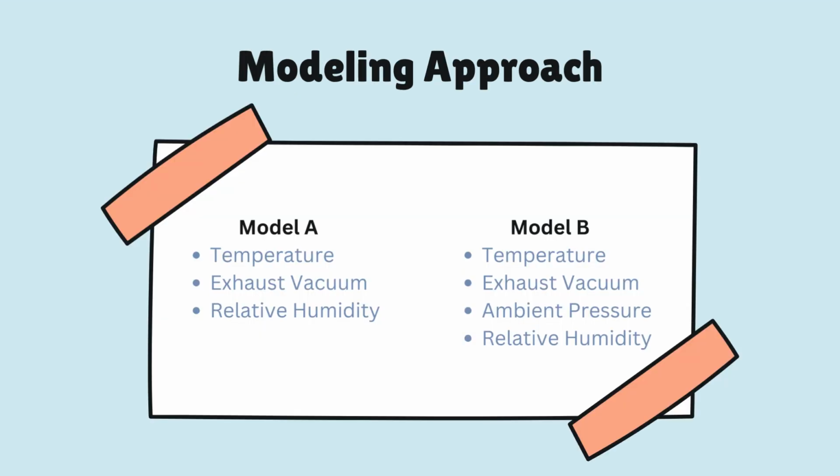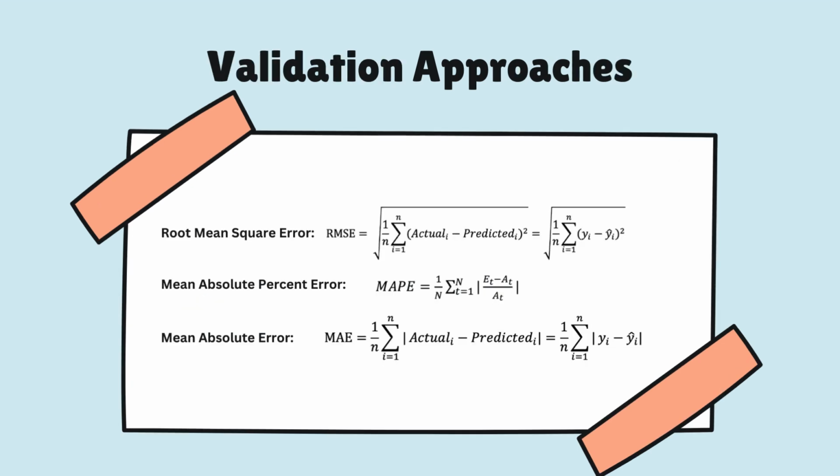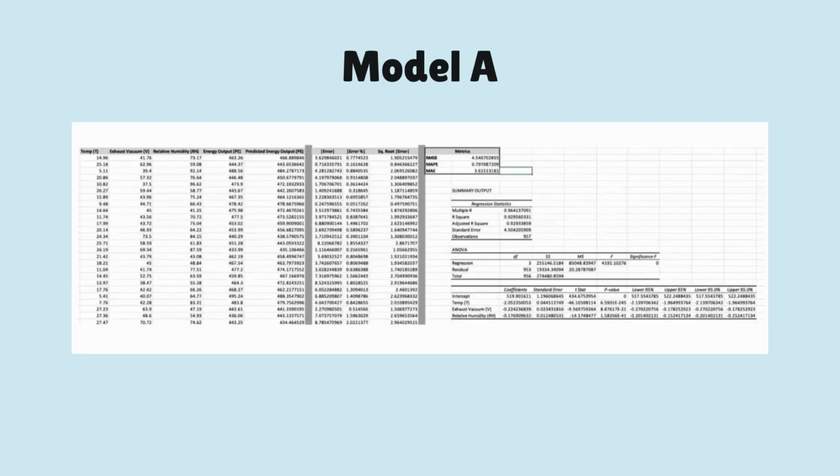For model A, I've decided to include temperature, exhaust vacuum, and relative humidity, and to exclude ambient pressure from the feature set of the model. For model B, I have included all features in the feature set: temperature, exhaust vacuum, ambient pressure, and relative humidity. I will use root mean square error, mean absolute percentage error, and mean absolute error to validate my models. As you can see, I used Excel to run my linear regression.